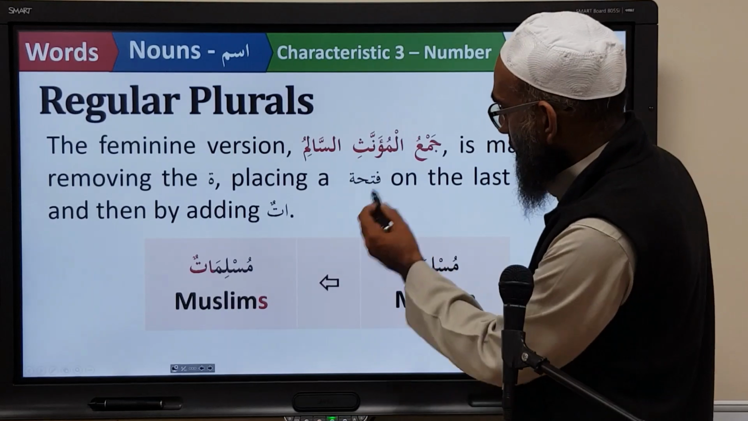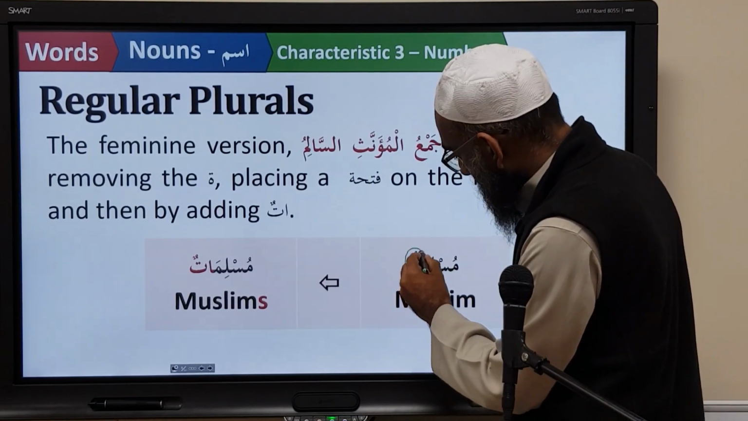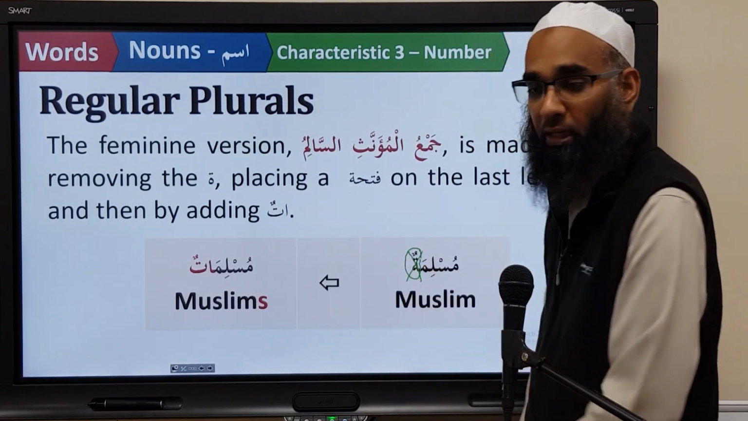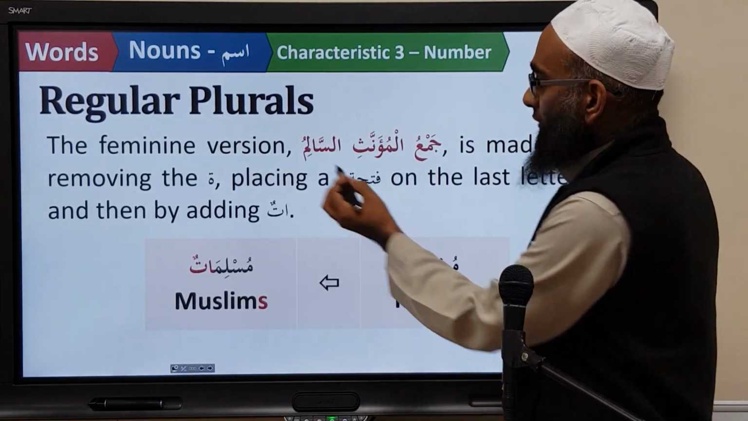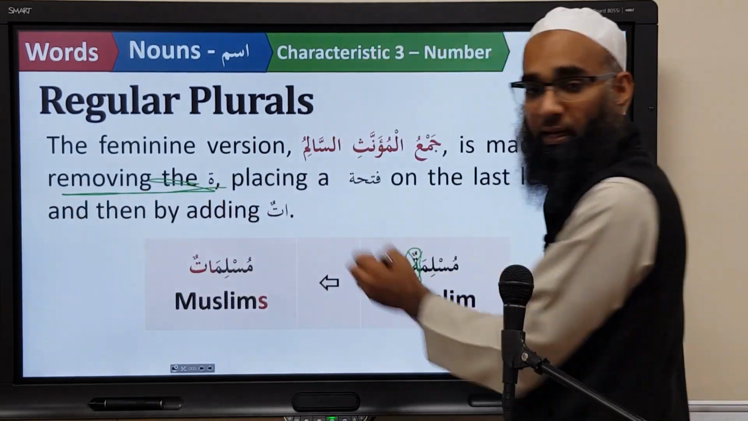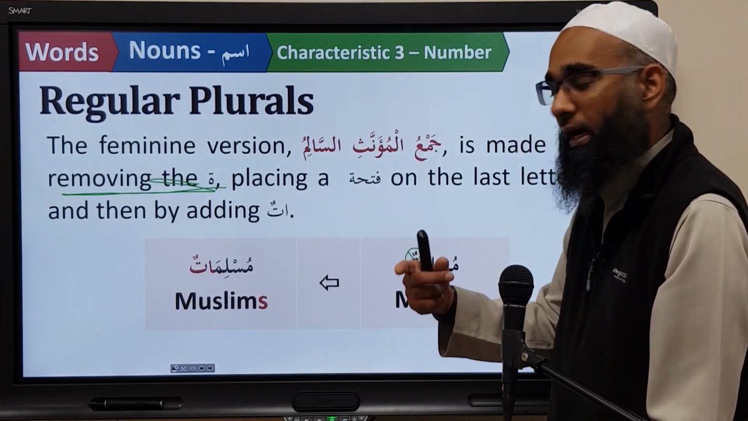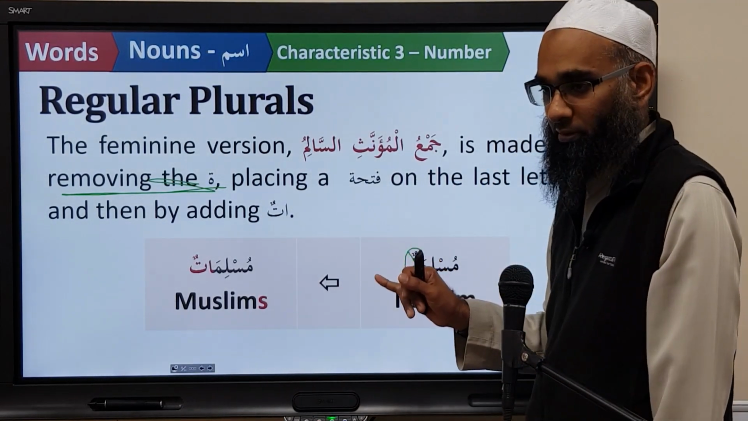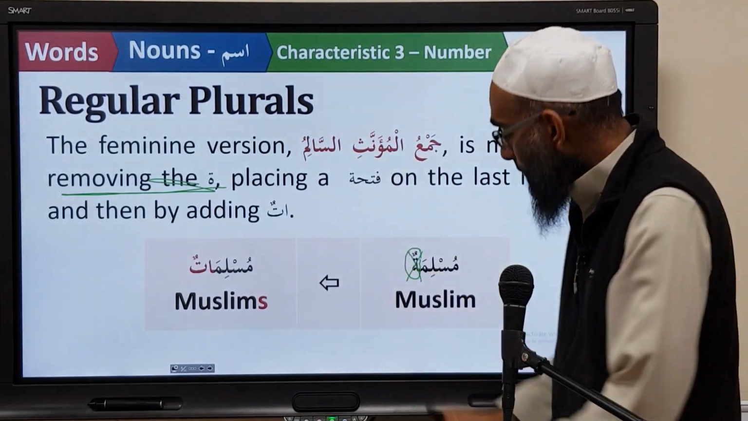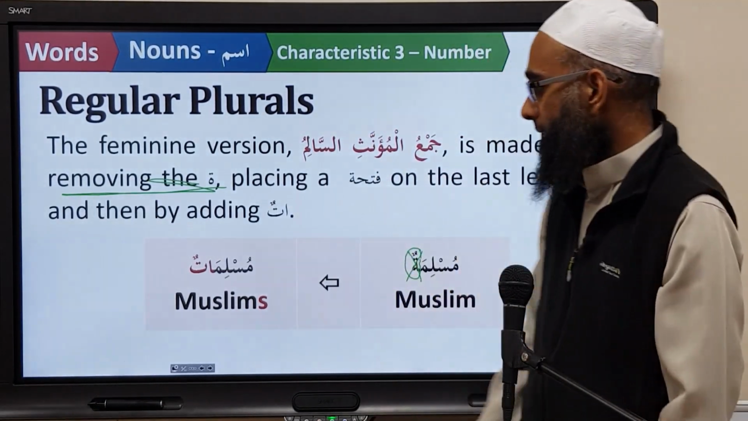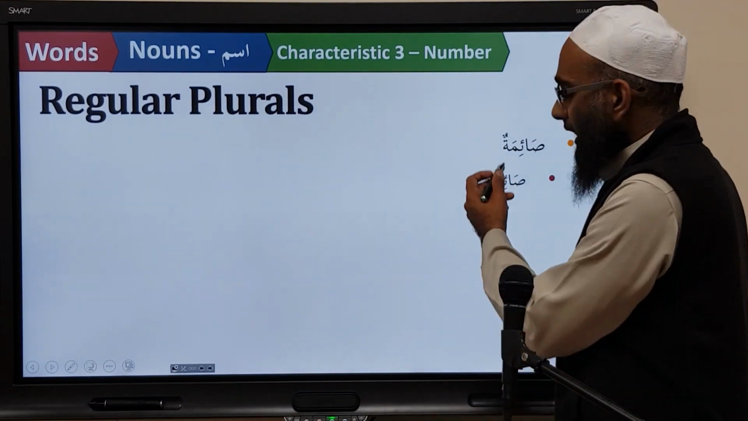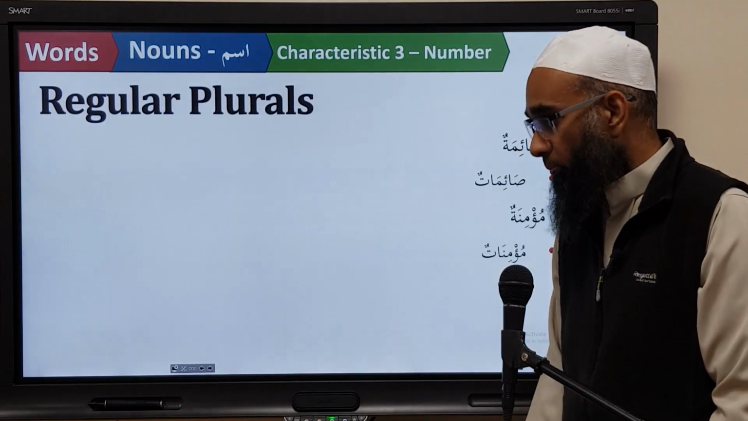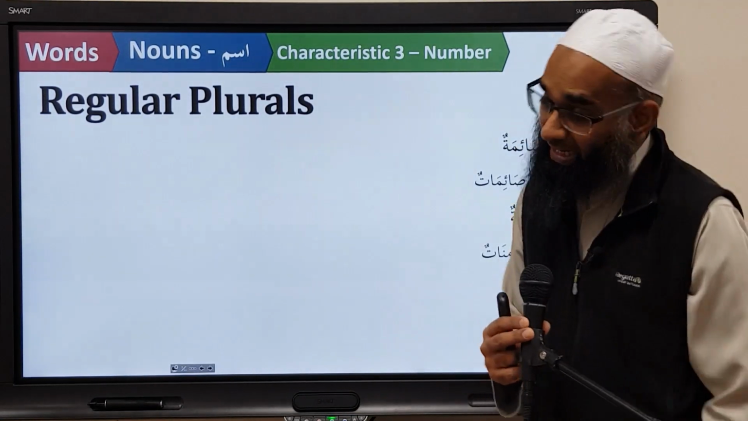Muslimatun. So what you do, you take out the ta, you remove the ta marbuta altogether. Then you add the alif and ta. After removing the ta, then you add what? Alif and ta. You don't say muslimatatun. You say muslimatun. You remove the ta, then add the at. Okay? For example, sa'imatun becomes sa'imatun, and mu'minatun becomes mu'minatun. Let's try this in a bit more detail.